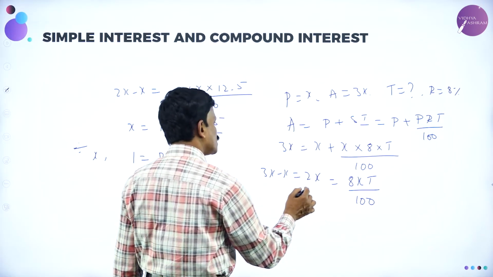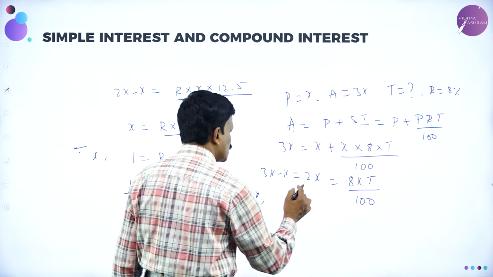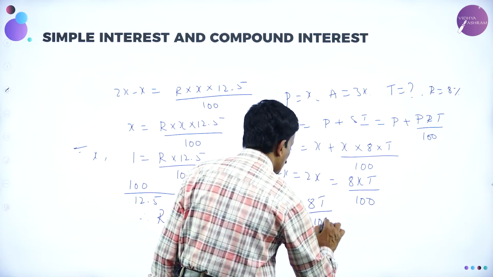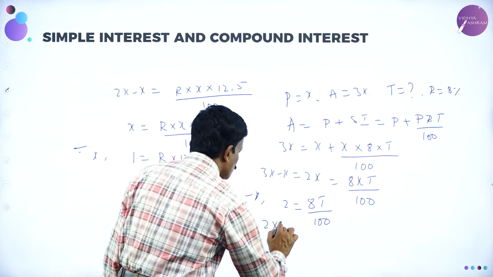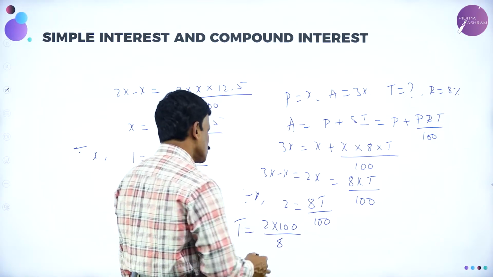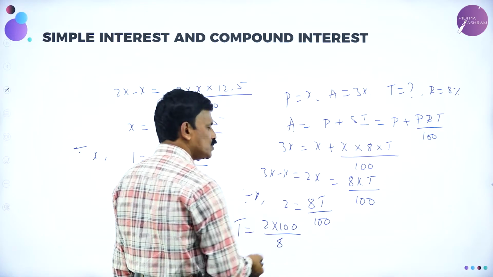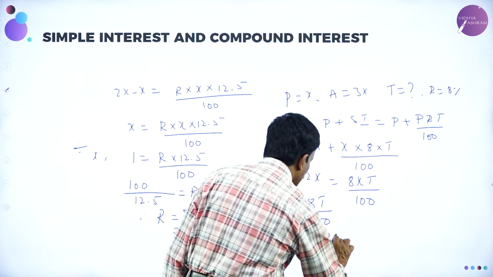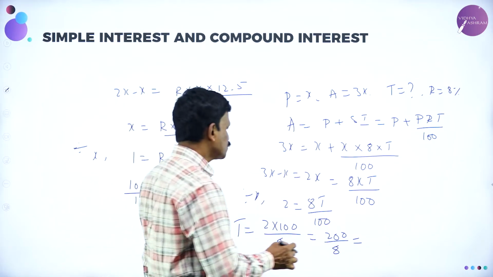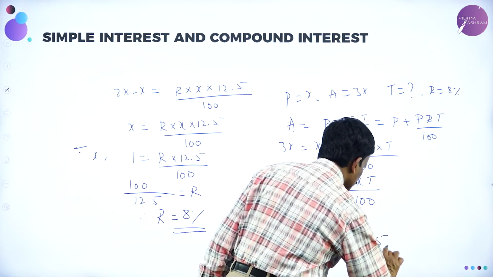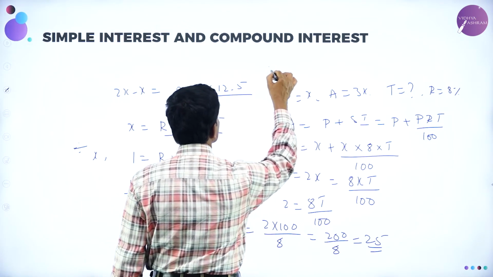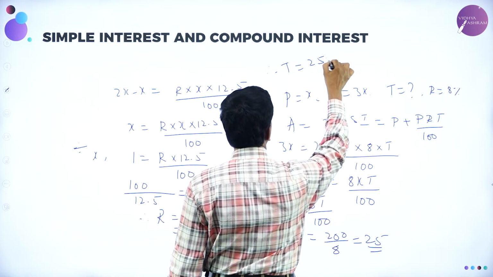So, just divide by x. x and x get cancelled. 2 is equal to 8t divided by 100. Cross multiply. 2 into 100 divided by 8 is equal to t. So, this is nothing but 2 into 100, 200 divided by 8. Simplify this. This is equal to 25. So, therefore, the time period is 25 years. Therefore, t is equal to 25 years.